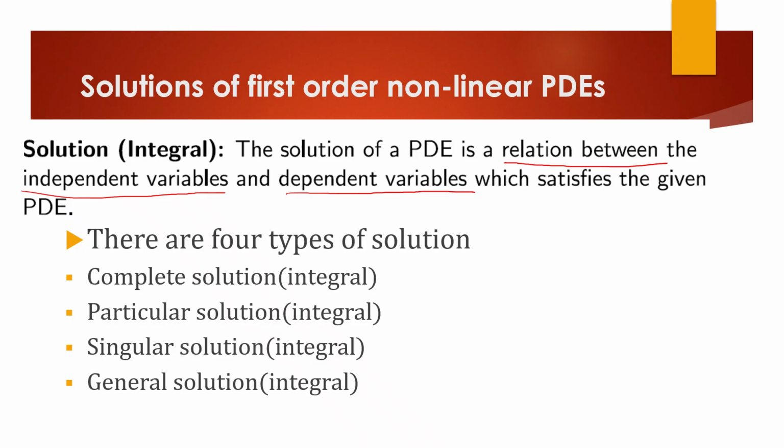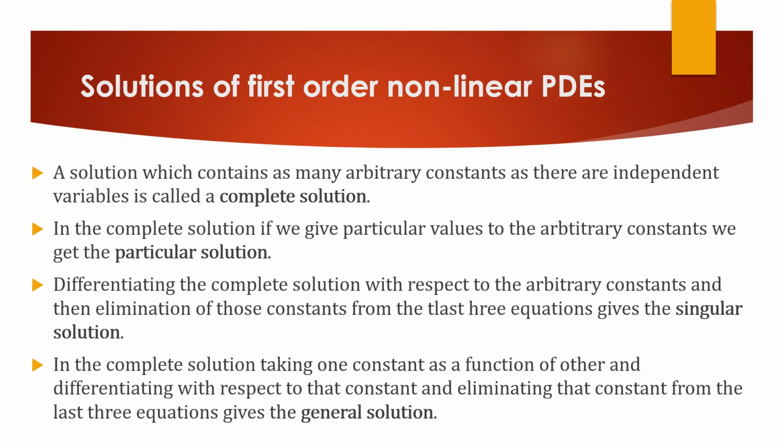There are four types of solution we have, known as complete solution, particular solution, singular solution and general solution. So for any nonlinear PDE we can find all these four solutions. So what is a complete solution? A solution which contains as many arbitrary constants as there are independent variables is called a complete solution.